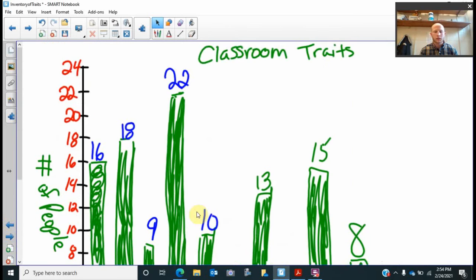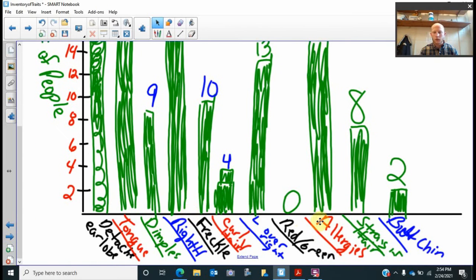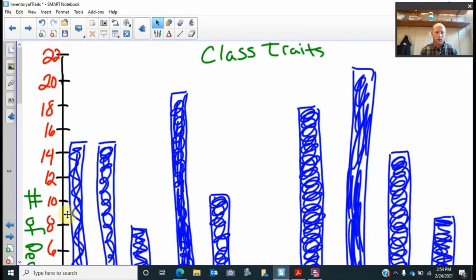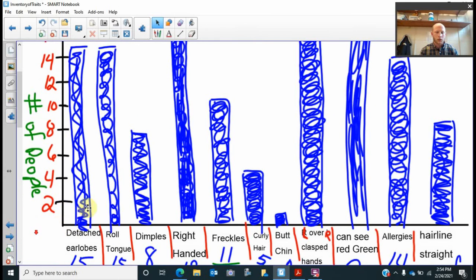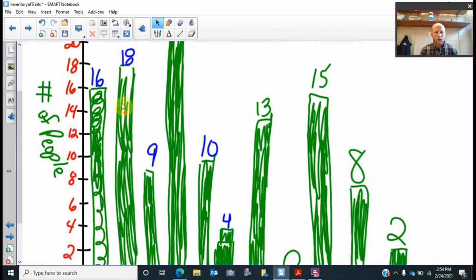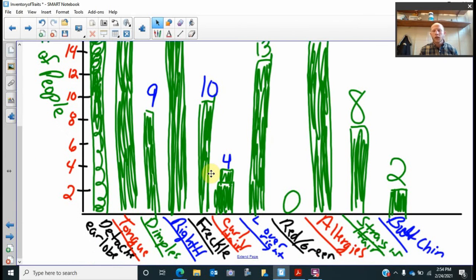If we go to this next class, we get different sorts of things. Detached earlobe, we have 16. Last class we had 15, so that's not too far off. Rolling tongue, we had 15 here. Tongue roll, this one was 18. So these guys are going to be somewhat similar. Some of them can be way off, but then we can put all of our classes together and even get some more accurate data.